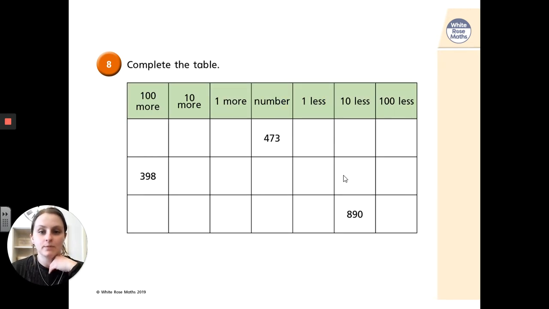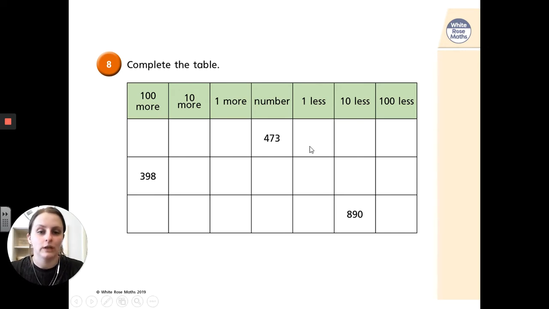Now, complete the table. There's lots to do here. So starting off, we've got our starting number, 473. Here I will write what is 1 more than 473. Here I will write what is 10 more than 473. All right, what's 100 more than 473?